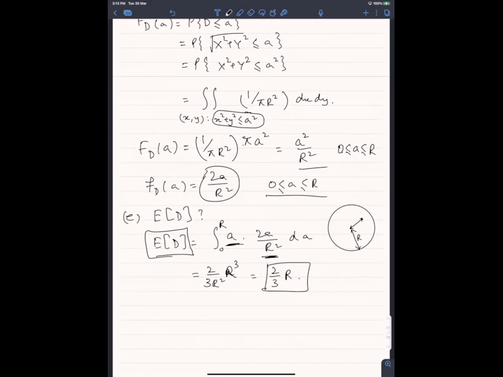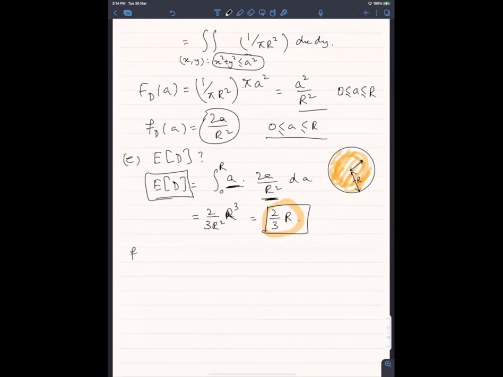But remember, r is not the guy which is uniform. It's the joint PDF which is uniform over this entire region. So why is it 2 by 3 r, which is higher than r/2? Why has it come out larger than my expectation of r/2? It is larger because towards the edges of the circle the circumference keeps getting bigger. There is more region there, right?